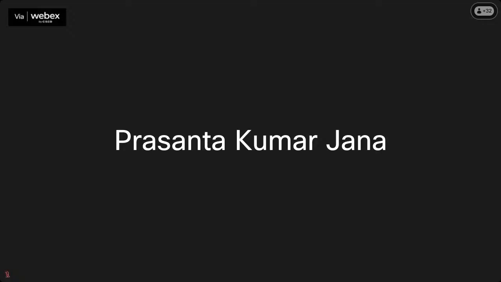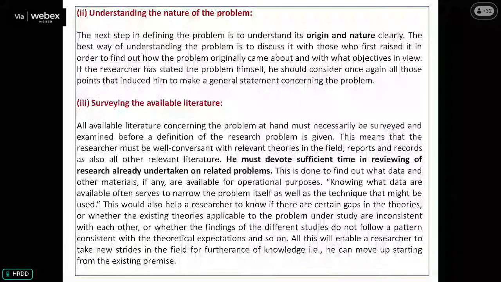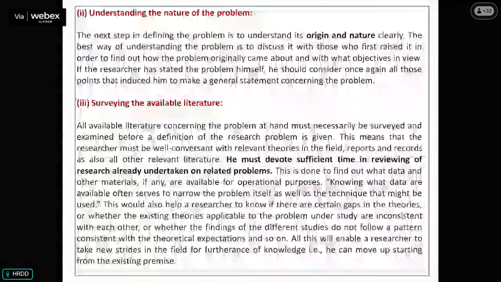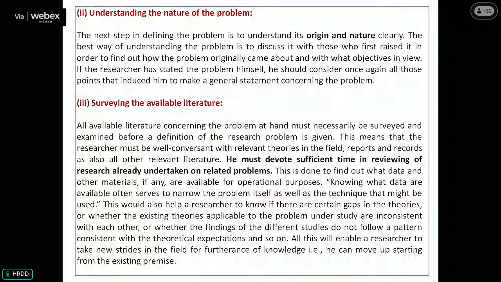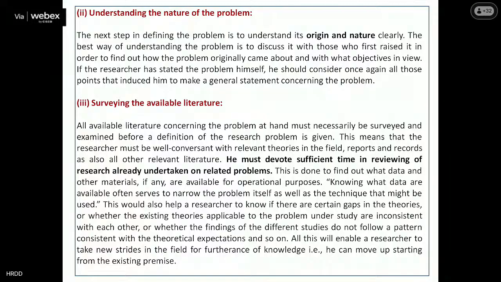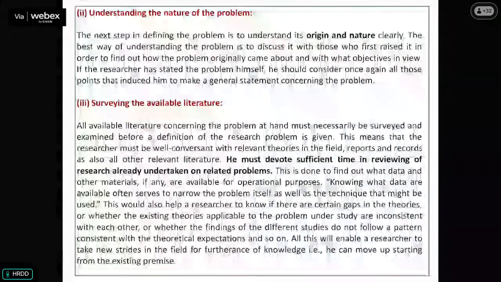Data that are available for operational purposes. Knowing what data are available often serves to narrow the problem itself, okay, as well as the technique that might be used. So, say for example, these ferrites: somebody has worked on magnetic ferrites, spinel ferrites, spinel oxides. One among the spinel oxides is the ferrite. So cobalt ferrite, CoFe2O4. You have heard about chemistry and physics.